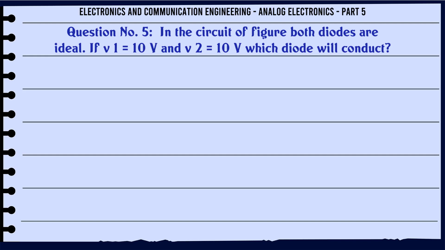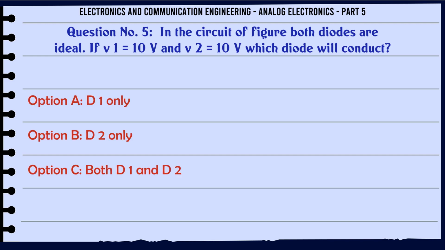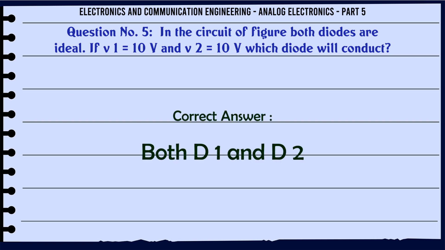In the circuit of the figure, both diodes are ideal. If V1 = 10 V and V2 = 10 V, which diode will conduct? A) D1 only, B) D2 only, C) both D1 and D2, D) neither D1 nor D2. The correct answer is both D1 and D2.